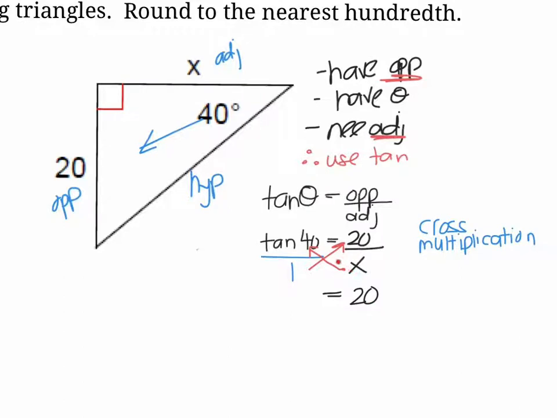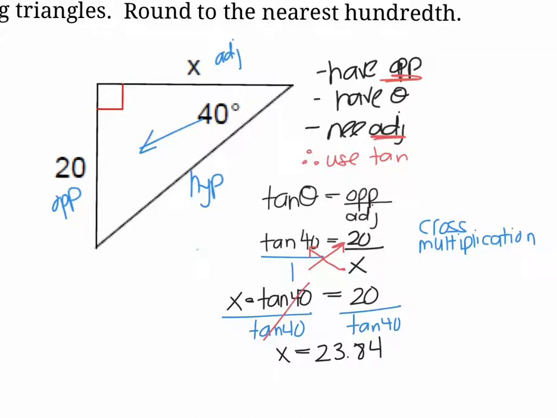And then we've got x times tan of 40, x times tan of 40. That's just going to be x times tan of 40. And now x is at the top of the fraction. So how do I get rid of a times tan 40? I'm just going to divide. We're going to divide by tan 40 on this side and divide by tan 40 on this side. And these two are going to cancel out, and we're left with x is equal to approximately 23.84 units.